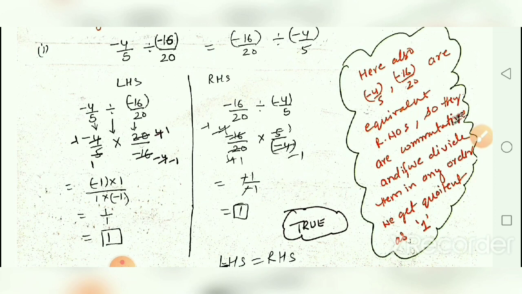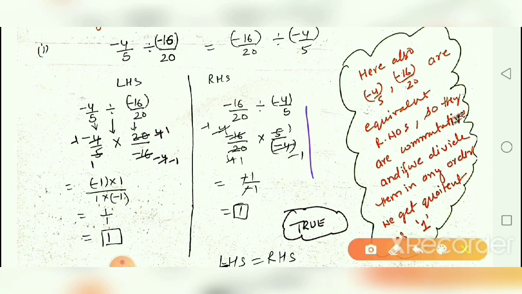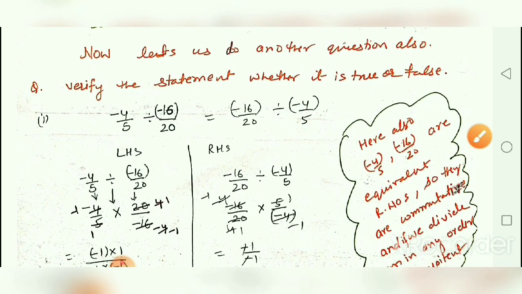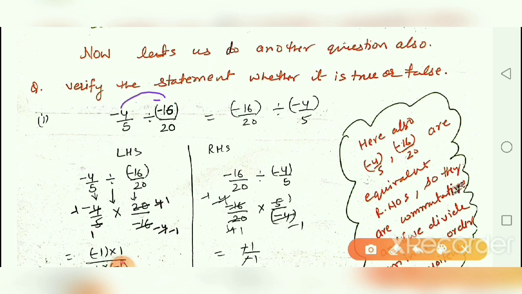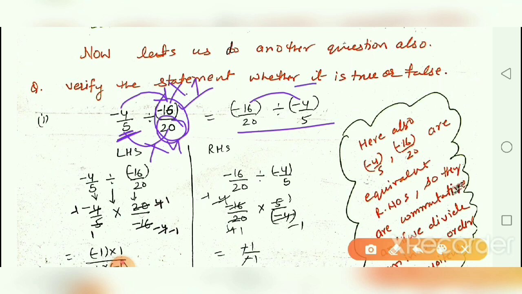See, -4 is multiplied by 4, we will get -16, and its denominator is 5. If it is multiplied by 4, it is again 20. So -16 by 20 is the equivalent fraction of this. And on right hand side, -16 divided by 4, we will get -4 as answer, and 20 divided by 4, we will get 5 as answer. So order is reversed, but the condition is they are equivalent rational numbers.